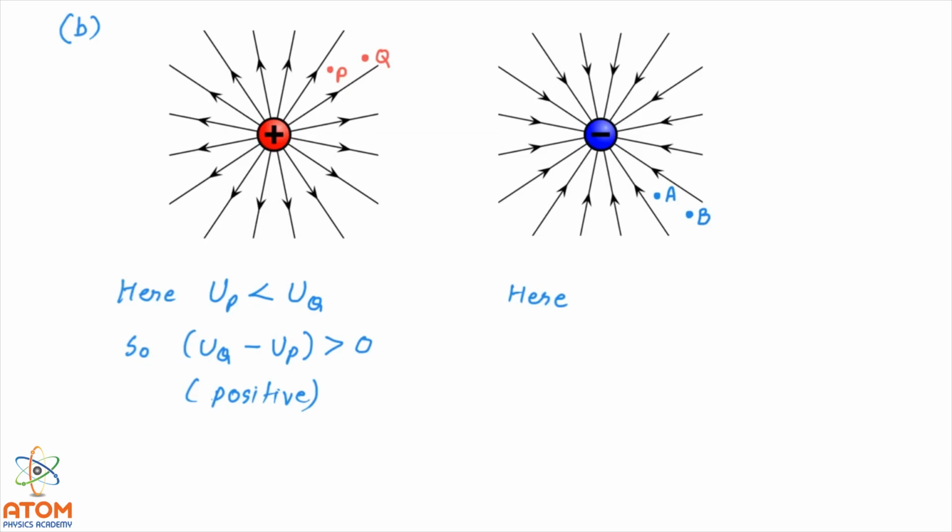And that's why we'll write that the potential energy at A, that is UA, is greater than the potential energy at B. And so the difference which is asked here is UA minus UB, and that will obviously be greater than 0. So this difference will also be positive.